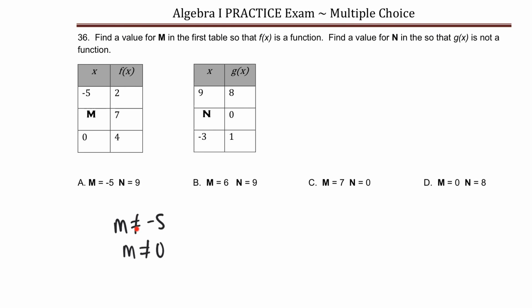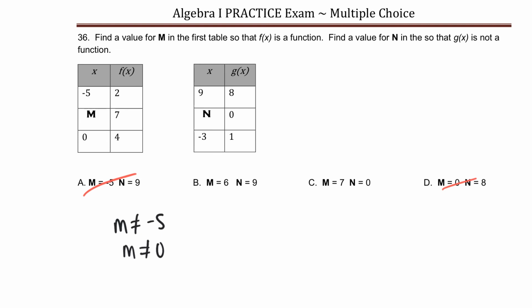So notice how I'm doing an equal sign with a slash through it. That's what I'm saying. M is not equal to -5. M is not equal to 0. Anything in that range would work. Okay? All right. So we know instantly that A is out and D is out because M is -5 for A and M is 0 for D.